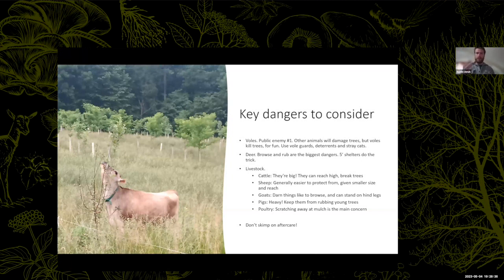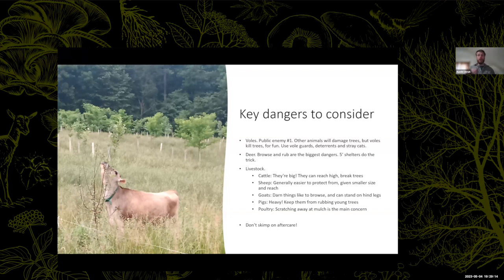And then there are different considerations based on what kind of livestock you have. If you have cattle, you need a little bit more protection because they're big. Sheep require less protection just because they're smaller, they can't reach as high. Poultry are an interesting one. They're easy to protect trees from, but we like to use mulch, and chickens really like to scratch at mulch. So if you have chickens in a multi-species silvopasture, keep that in mind. You might not want to put traditional wood chip mulch out there, because it'll probably be a waste of your time if the chickens are out there scratching away.